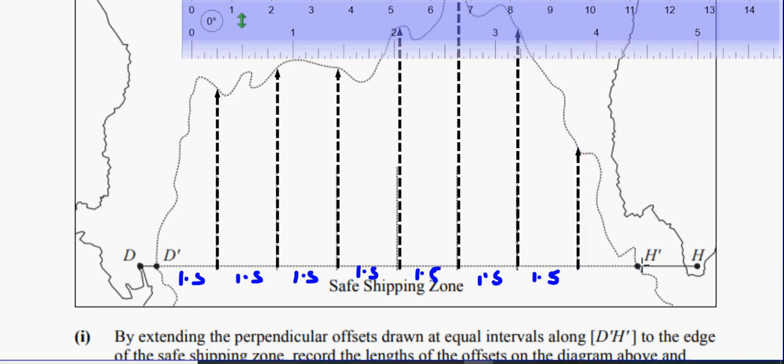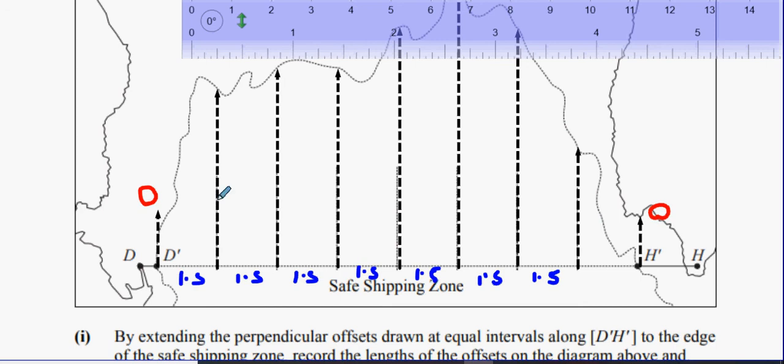Now, also remember to say there's a height at H' and a height at D'. You have to put down their results as well. If it doesn't go straight up, it's zero. So I think that's zero. And I think that's zero.